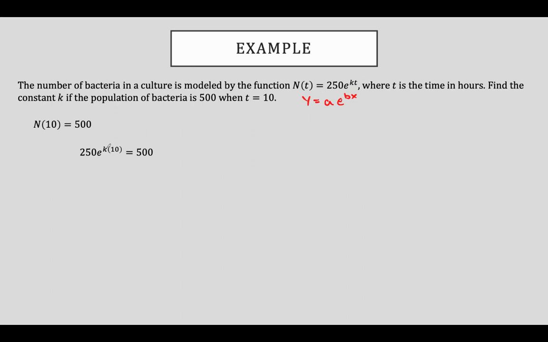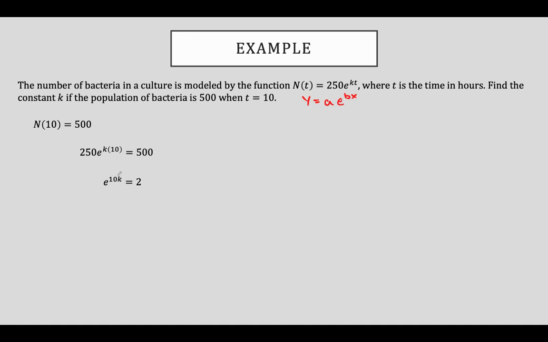Now we are trying to solve for k. And where is k located? It's located in the exponent. We have just generated an exponential equation, and by now you all know how to solve exponential equations. How do we solve them? We need to isolate the exponential quantity. So our first step, to isolate e raised to the 10k, is to divide both sides by 250. This gives me e to the 10k is equal to 2.